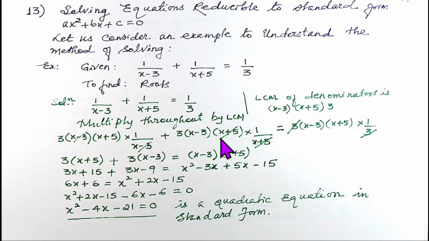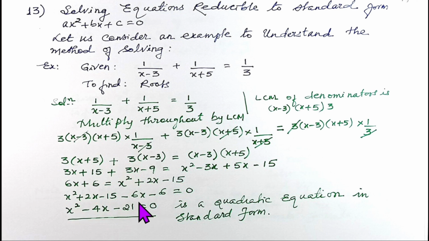Now once you eliminate the denominator, we get 3(x plus 5) plus 3(x minus 3) is equal to (x minus 3)(x plus 5). This becomes a very simple equation. Open the brackets, simplify LHS and RHS, and bring it into standard form, that is x square minus 4x minus 21 equal to 0, which is the standard form of a quadratic equation.